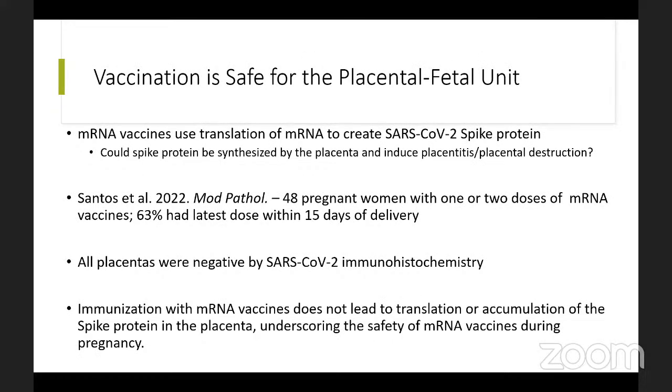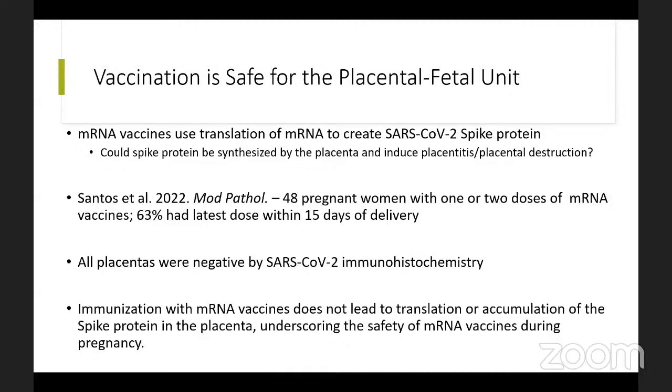We also know, because of course there's been a lot of vaccine skepticism, as we're all well aware, and particularly in the maternal community, there was critical need to also prove that the vaccine was safe for the placental fetal unit. And fortunately, a study done by Santos et al., led by Carlos Pereira over at the Brigham, did a really lovely job of showing that mRNA vaccines don't translate within the placenta. And what I mean by that is, of course, mRNA vaccines use translation of mRNA to create SARS-CoV-2 spike protein within whatever cells basically are injected.